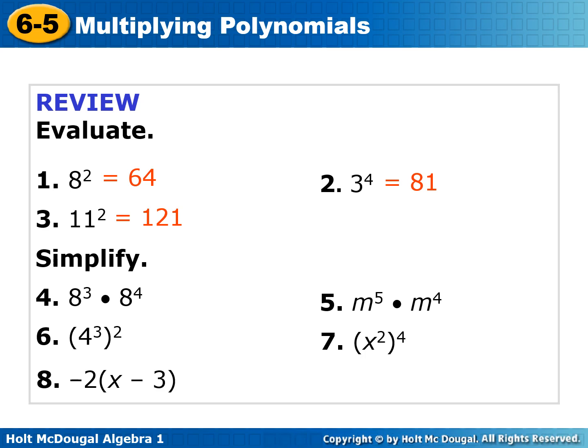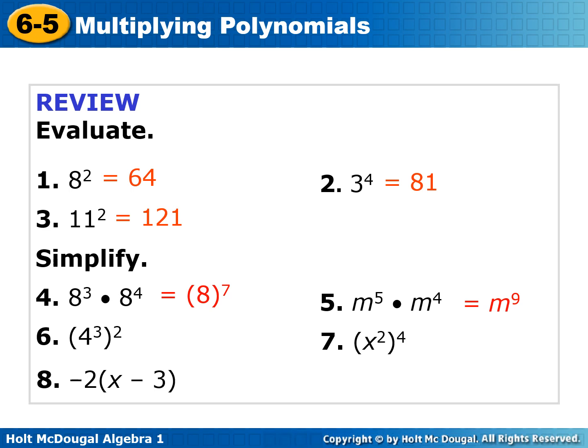Now, let's proceed with number 4. Take note that for this case, we have to apply the product rule because the operation is multiplication, and we also have a common base of 8. This time, we are going to keep the base and add the exponents, which will give us a result of 8 to the power of 7. Same concept applies with number 5, and that will give us m to the power of 9.